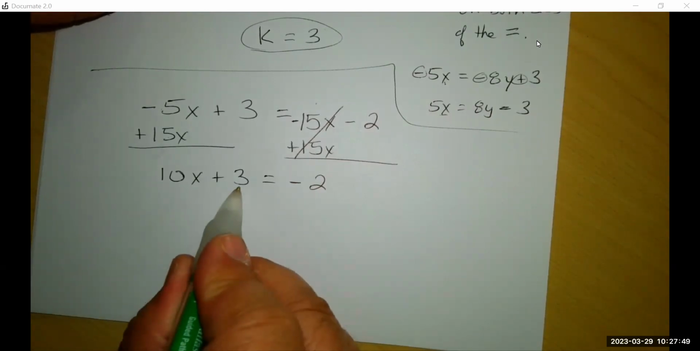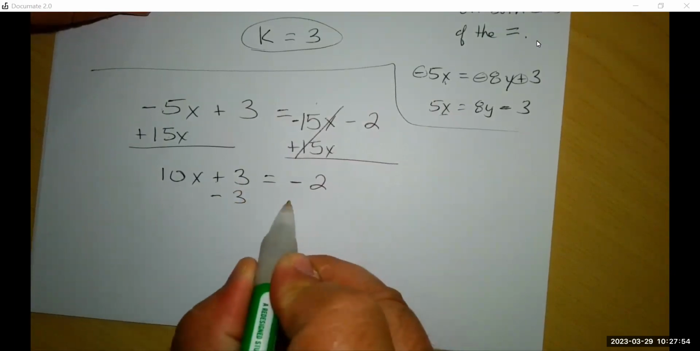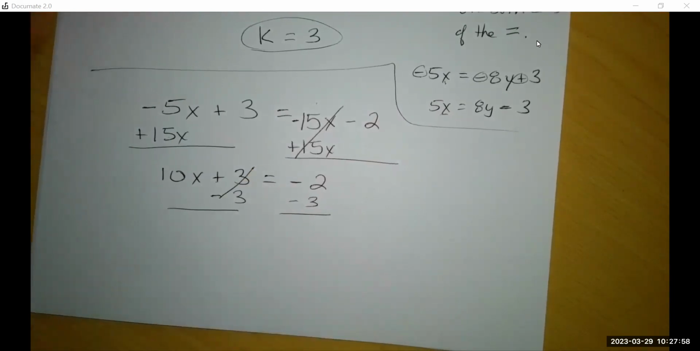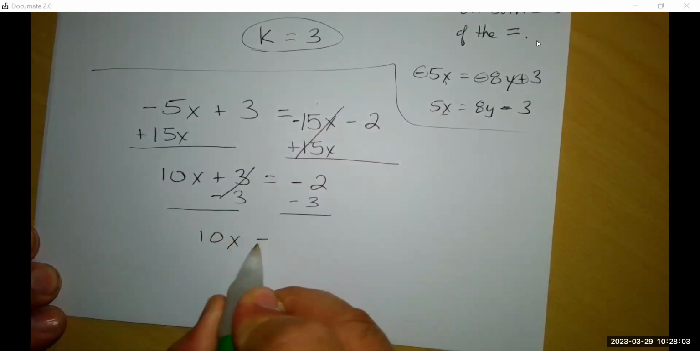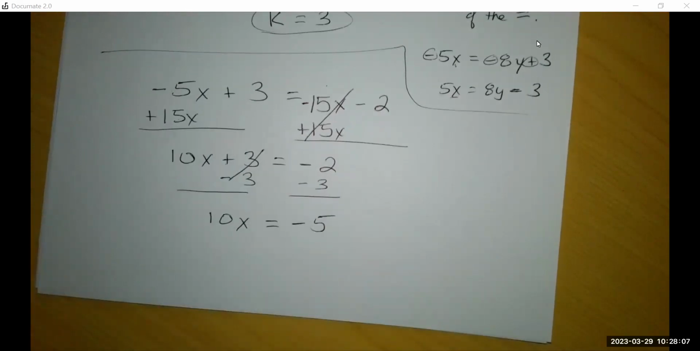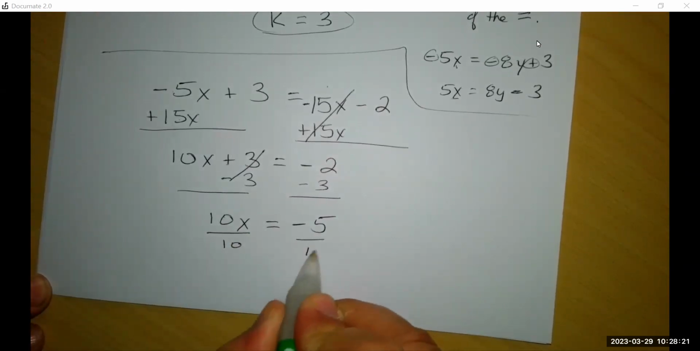Then we have to get rid of the 3. It's positive 3. We subtract 3 from both sides. Get rid of pluses, minuses first. We have 10x. They're both negative. 3 plus 2 is 5. And then we do what? To get rid of the 10, we divide both sides by 10.